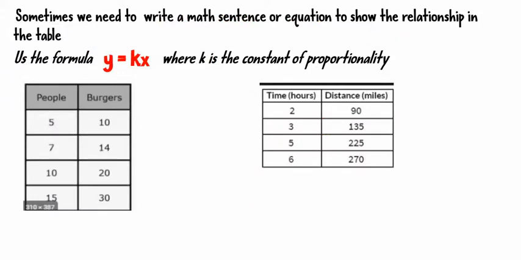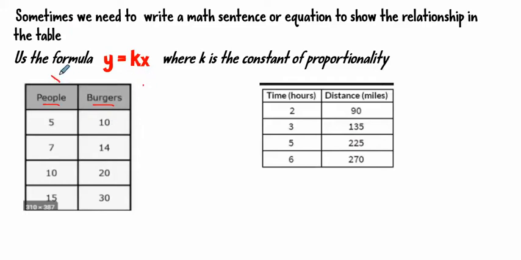These are real tables now, so you can have some context between them. If I'm looking at this table, again, the two things I'm comparing are people and burgers, and I want to know the relationship between them. The first thing I want to do, we are going to write an equation, but first I want to figure out the constant of proportionality. Figure that out first.